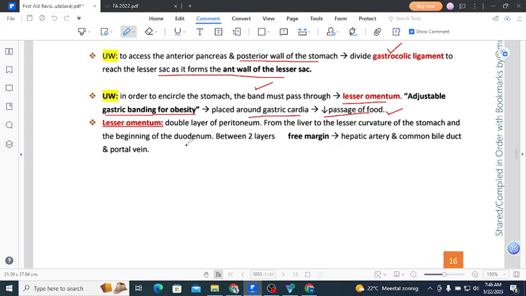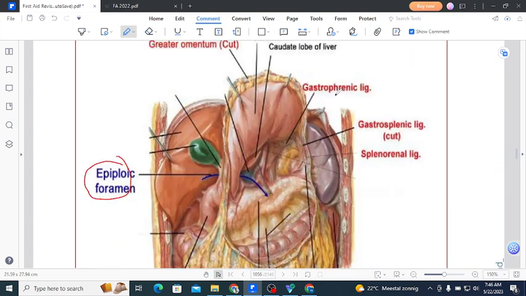Then we have the beginning of the duodenum, the lesser omentum, a double layer of the peritoneum. The lesser omentum is a double layer of peritoneum from the liver to the lesser curvature of the stomach and the beginning of the duodenum. Between the two layers, at the free margin, the hepatic artery, the common bile duct and the portal vein are present, which is also called the portal triad.